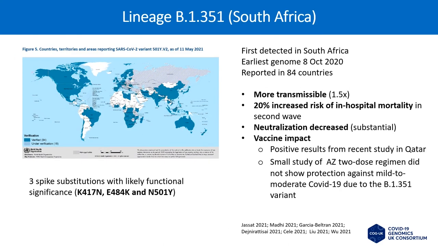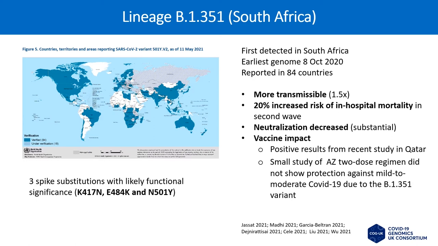I want to touch briefly on lineage B1351. First detected in South Africa, the earliest genome is October 2020, around the same time as B117. This again has had a passport to travel. It's reported in 84 different countries. It's considered to be more transmissible. There was an increased risk of in-hospital mortality during the second wave in South Africa, but the key is that neutralization is substantially decreased.